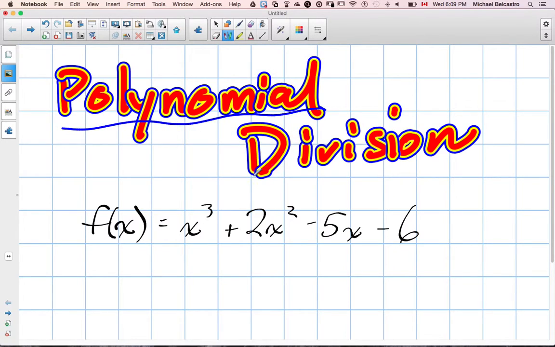We're going to look at polynomial division, and usually use polynomial division to try to find factors. So this is a cubic function because it's to the power of 3. Okay? So a lot of the factoring methods that we use for quadratic functions or trinomials won't really work here. Okay, so we're kind of stuck. So what we're going to do is try to find factors of it.